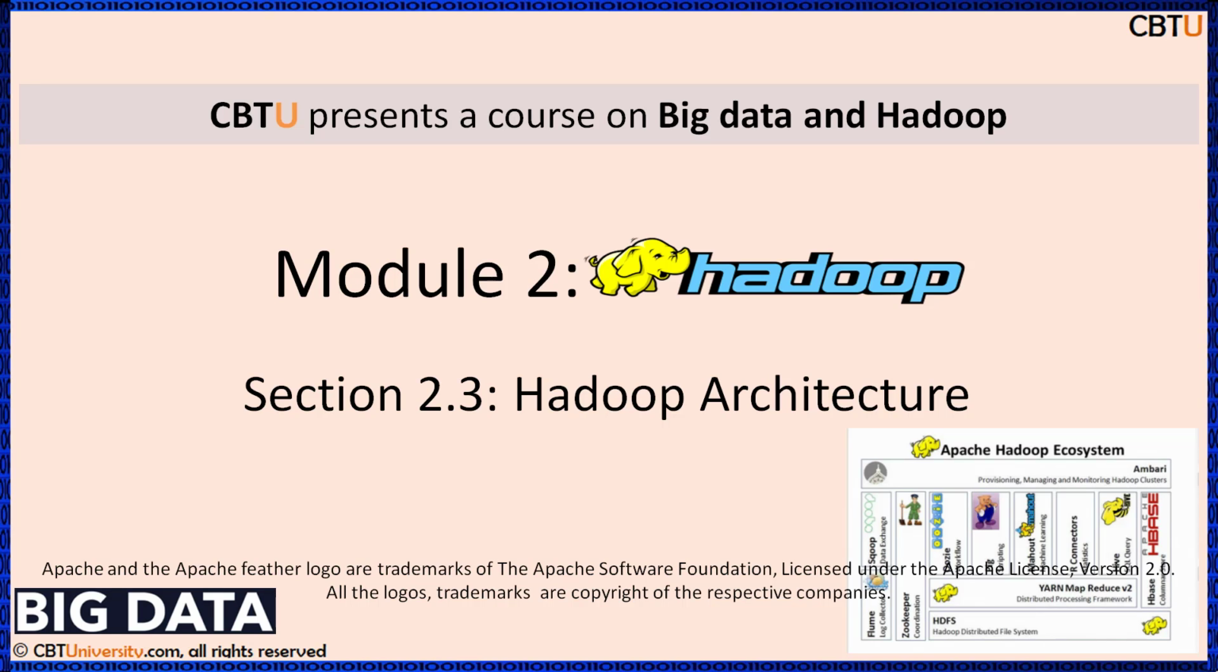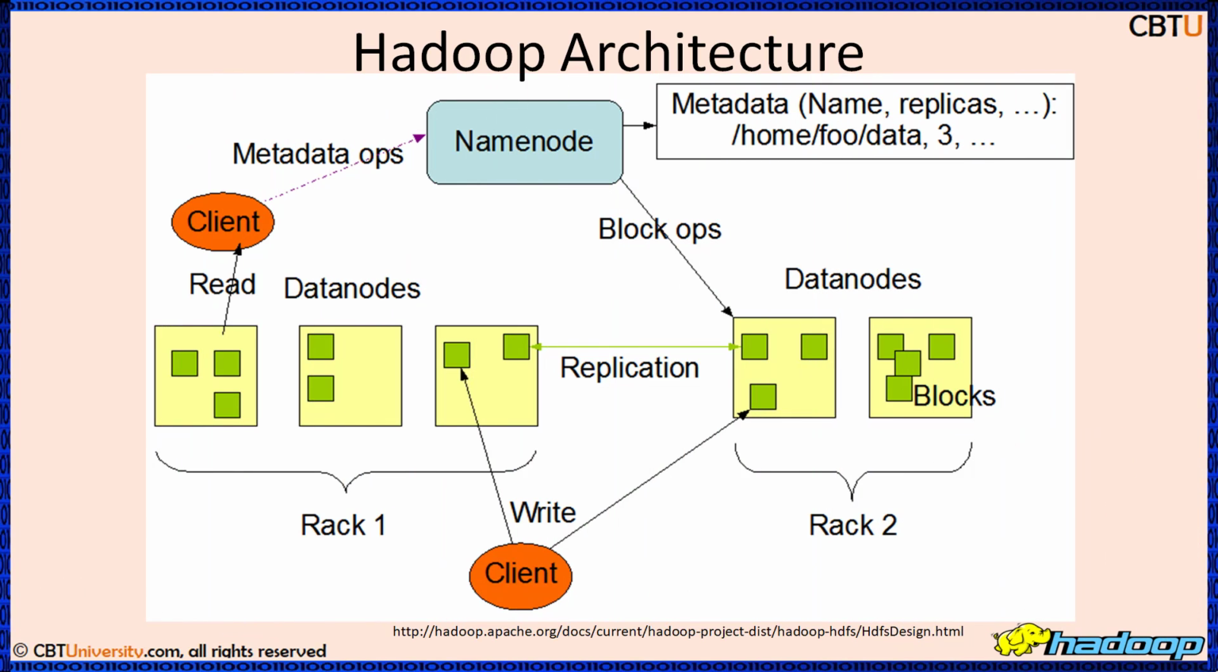CBTU presents a course on Big Data on Hadoop, Module Hadoop, Section Hadoop Architecture. As we have seen in the previous session, Hadoop has master-slave architecture. A Hadoop HDFS cluster consists of a single name node and there can be a number of data nodes. Name node or master server manages the file system namespace and regulates access to files by clients. Data nodes manage the storage attached to the nodes. HDFS exposes the file system namespace and allows user data to be stored in files.